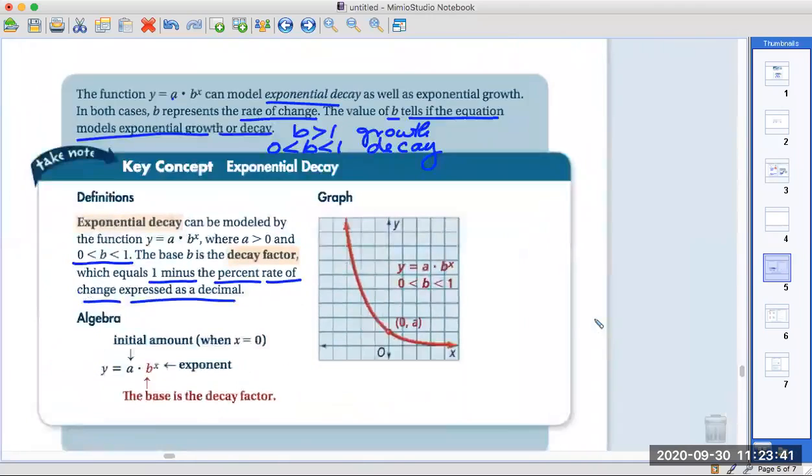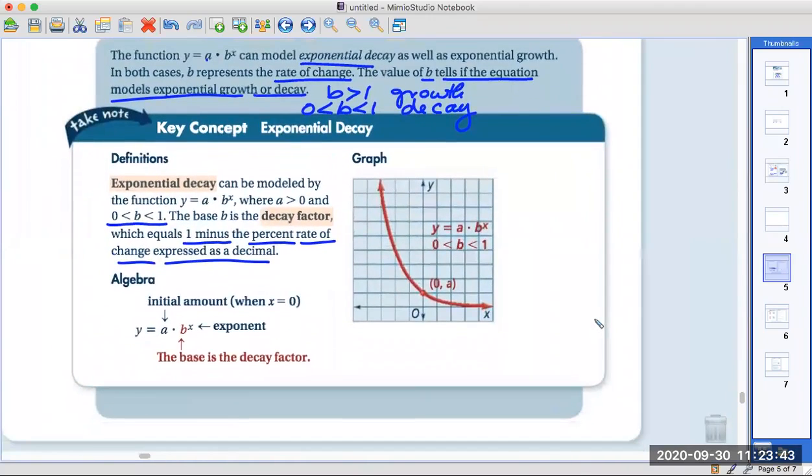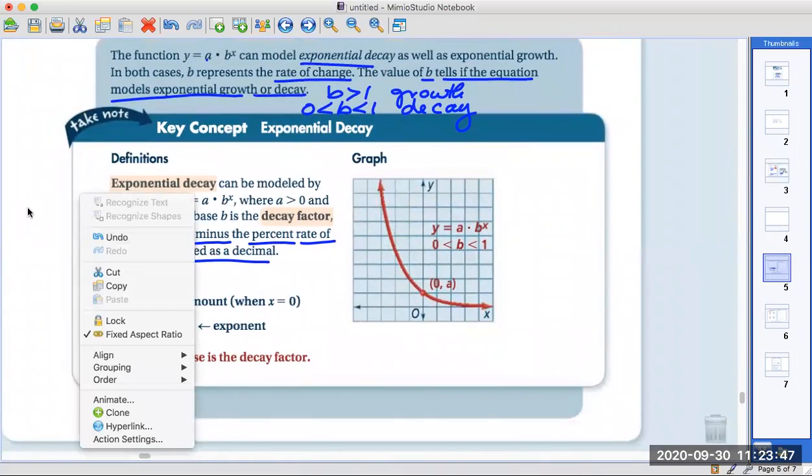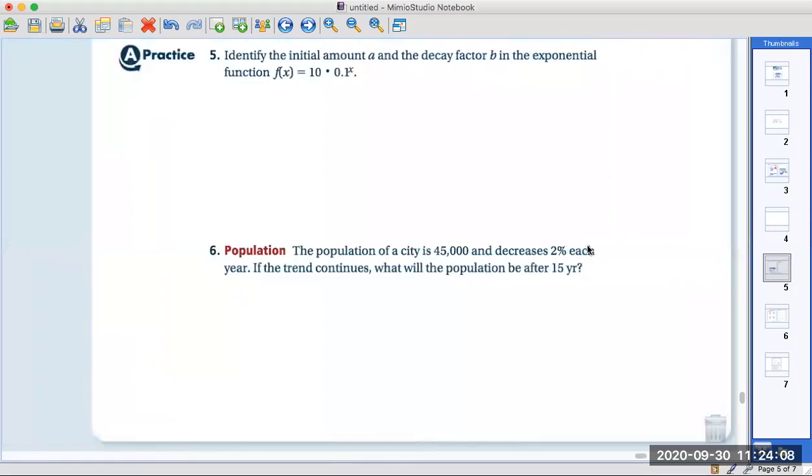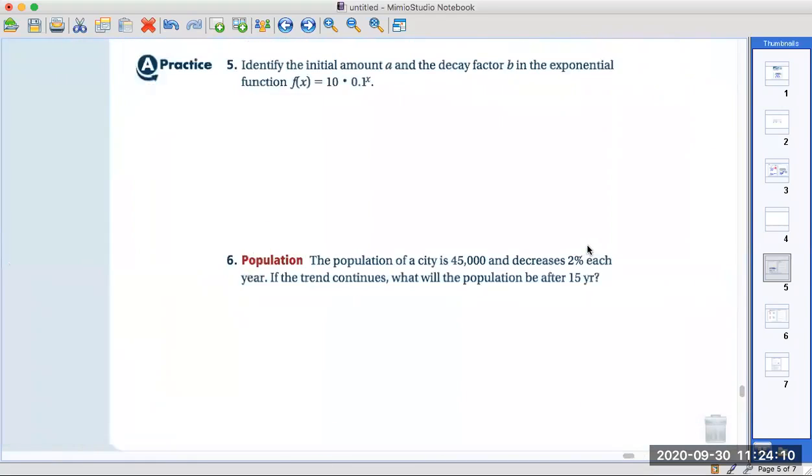So where are we? Okay, back to this page. Hopefully, you're seeing a few things now. Maybe things will click as much as we do this more. Function, initial amount, base, less than 1 is decay, and our function gets smaller. All right, we're going to do problem 5 on the next page.